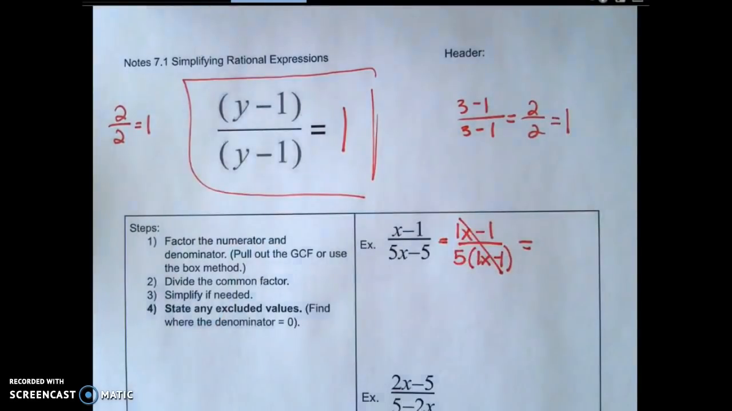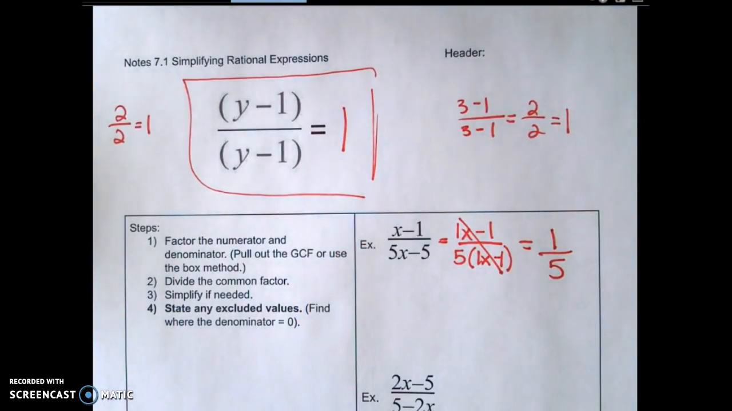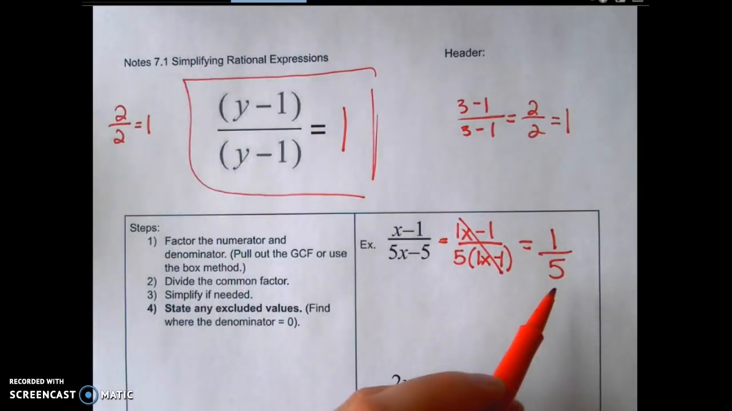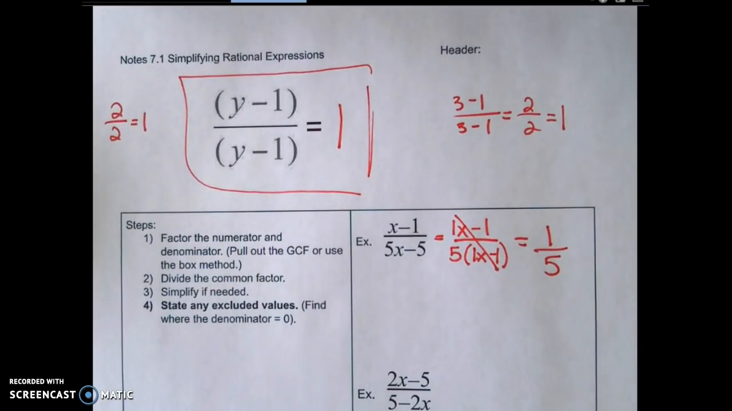Okay? But we can't just make it 5, right? Because it's 5 in the denominator, so we can call it 1/5. Okay? In this case, there are no excluded values because there's really not a variable here, right? 1/5 is the simplified form of this equation, so there's really not a variable to say it can't be this.